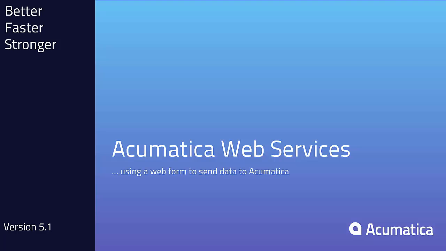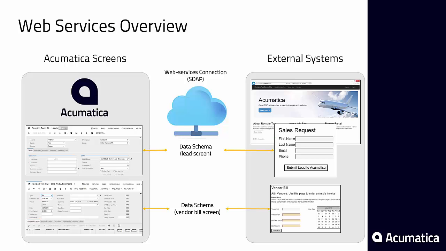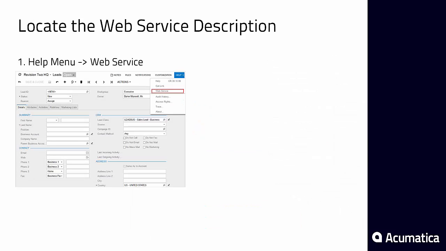In this video we're going to discuss web services, and we're going to show how to create a web form to submit data to Acumatica. Each Acumatica screen has a web service associated with it. This allows external systems to communicate with individual screens in Acumatica through web services. The communication happens in real time and goes through the same validations that you would go through as if you were typing data into the screens. You can also do exports, but in this video we're going to show an import process.